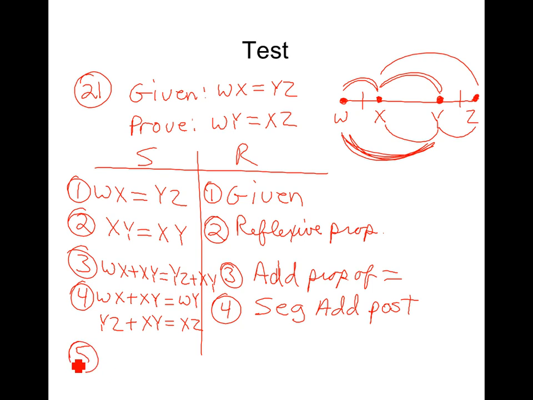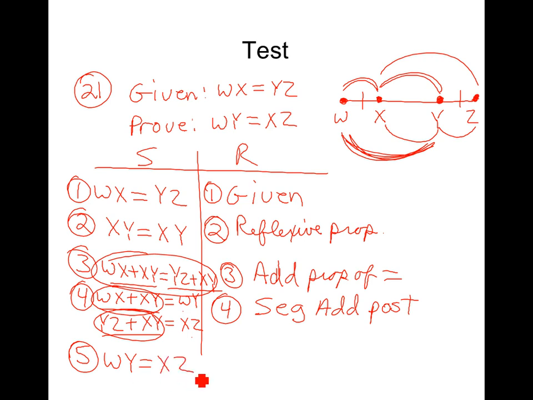Number 5. WY equals XZ. Look at what we have, because it's not just knowing how to write this down, you've got to understand why you're doing these things. If you look right here, that same thing is right there. If these two are equal to each other, what does that tell us about the second parts of each one? They have to be equal, congruent. In this case, it's WY equals XZ.